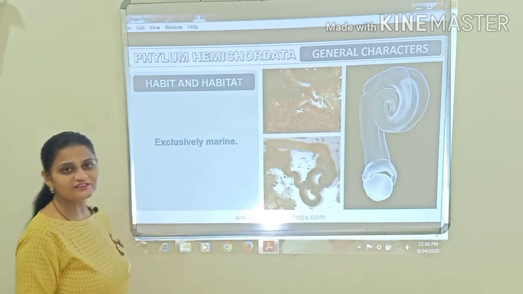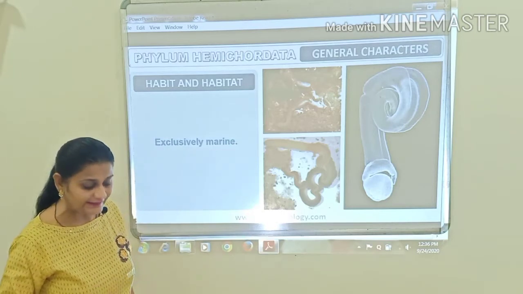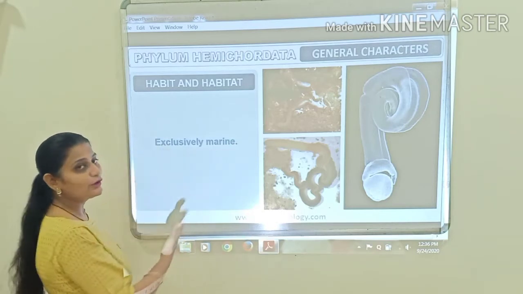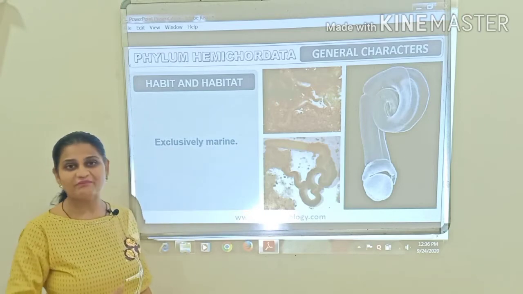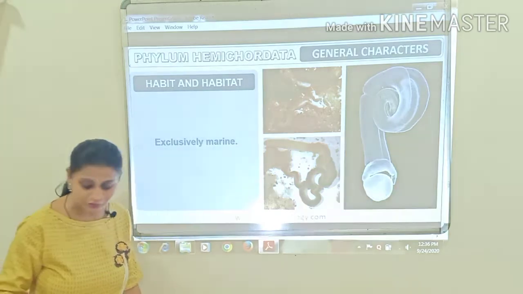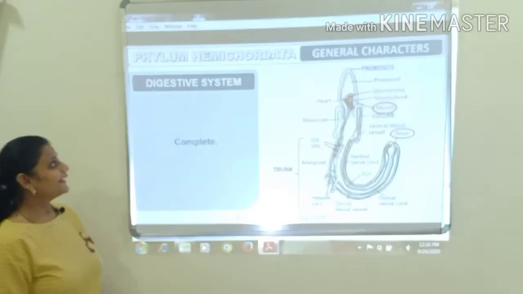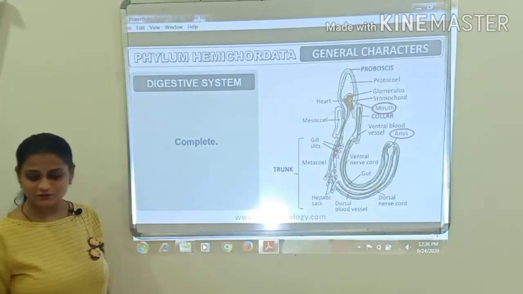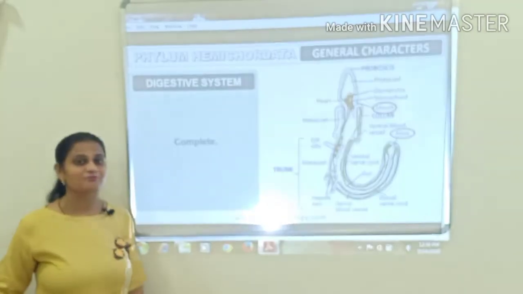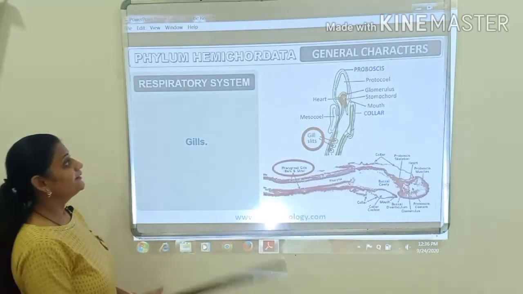They are exclusively marine, okay, like echinoderms. Hemichordates are also exclusively marine. They are found in marine water bodies only. Then they have complete digestive system. They have 2 openings, mouth and anus.